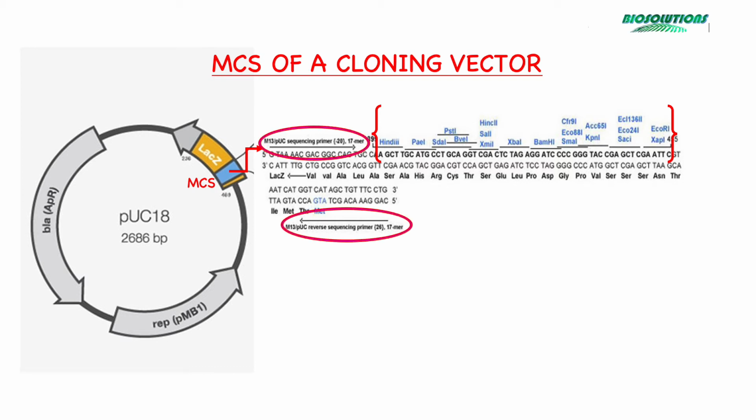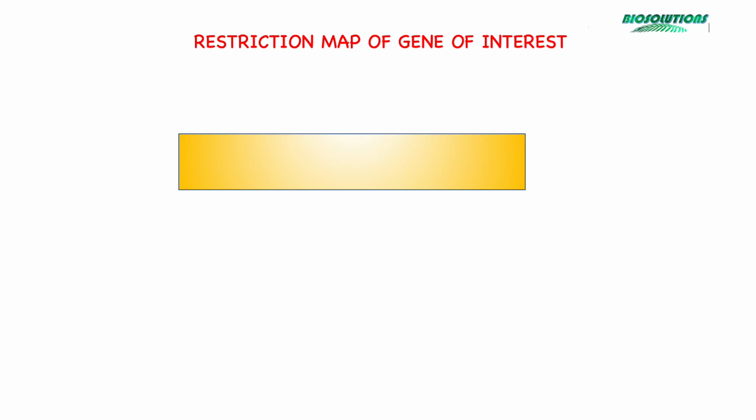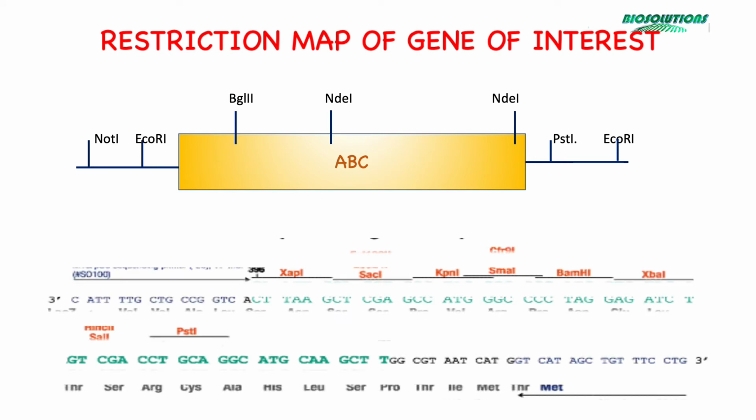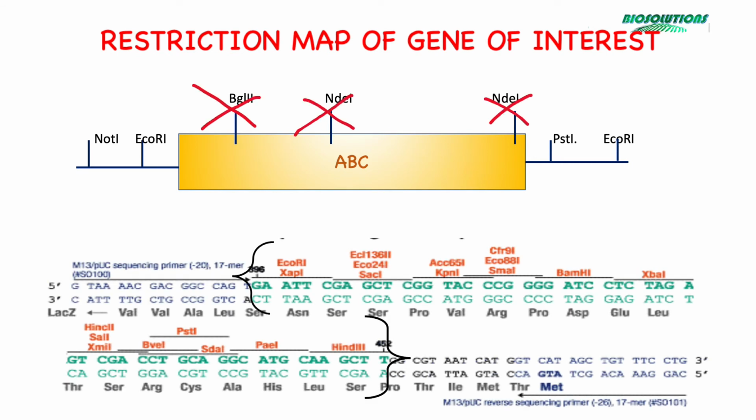Therefore, any GOI or DNA fragment whose sequence is not known to us can be cloned here and its sequencing can be performed. Here in this example, we see a restriction map of a GOI called ABC. BGL2 and NDE1 restriction enzymes cut through the coding part of the gene, shown here in yellow color. So we cannot use these two restriction enzymes for cloning purposes, as our chosen enzyme should not cut the GOI.